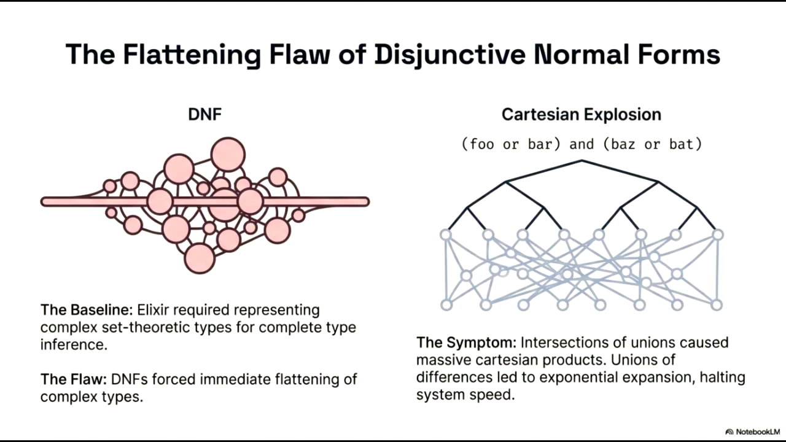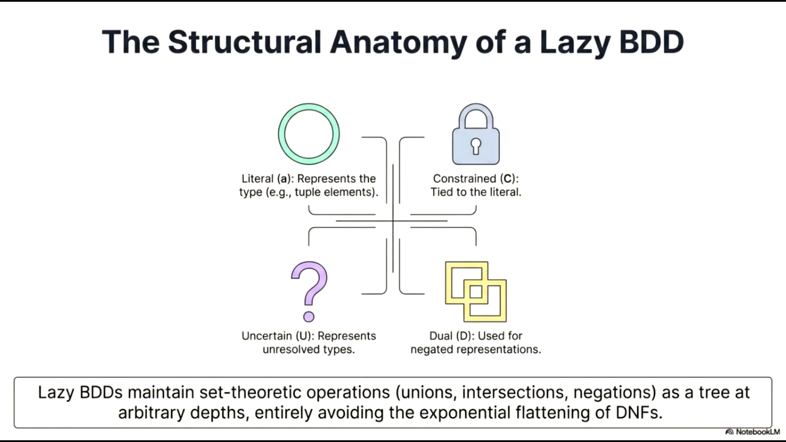The structural anatomy of a lazy BDD is defined by 4 core components that facilitate sophisticated type representation. At the top left, we have the literal, represented by A, which signifies the base type, such as tuple elements. This is paired with the constrained component, C, which is inextricably tied to the literal to define specific constraints. In the lower half, the uncertain component, U, manages unresolved types, while the dual component, D, is dedicated to negated representations.